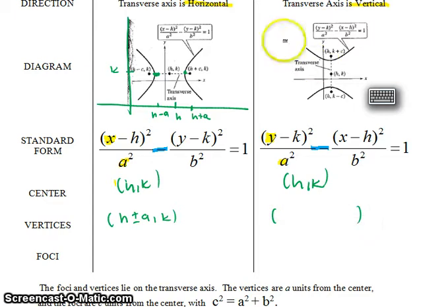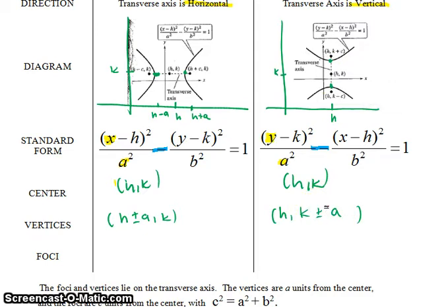However, when the transverse axis is vertical, the center is at (h, k), so the x-coordinate is h, and then you move up and down. So it'd be k, and then to get to the vertex you go up a, and to get to the other vertex you subtract a. So it'd be k plus or minus a, and those would be the two vertices. The foci would be similar, except instead of going over a, you go over c. So it'd be (h plus or minus c, k) and (h, k plus or minus c).